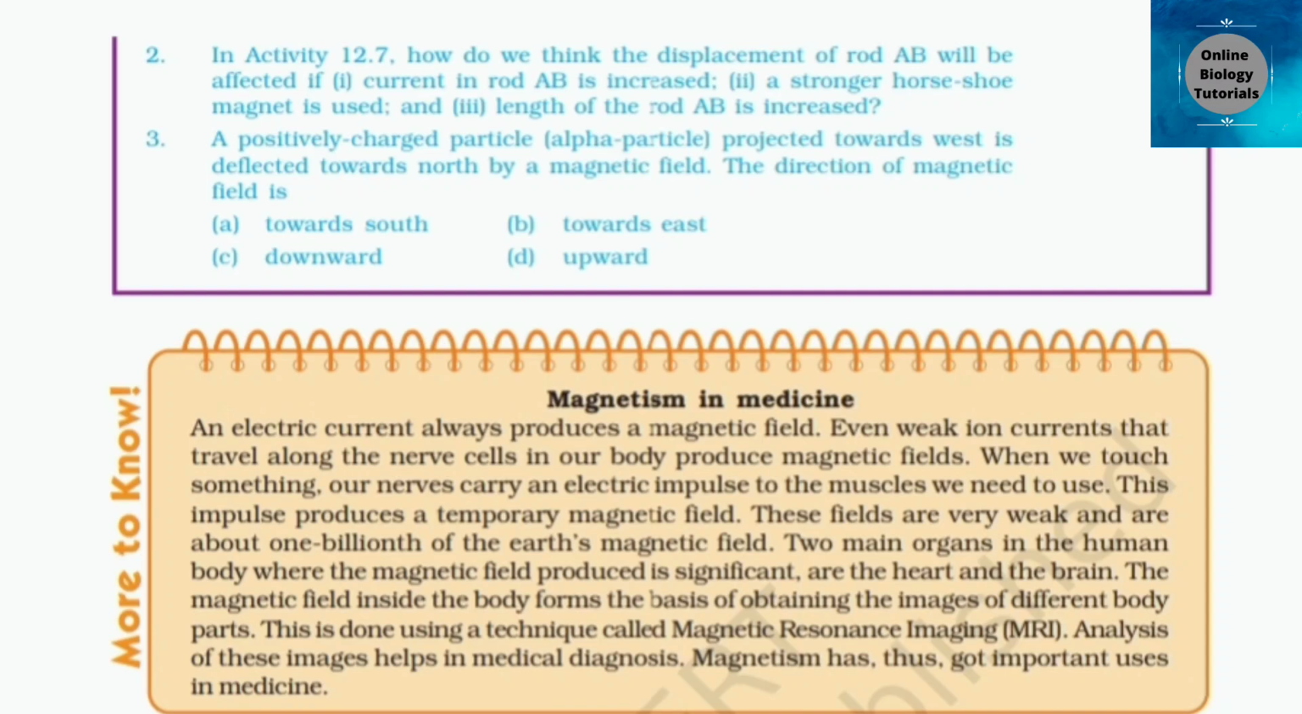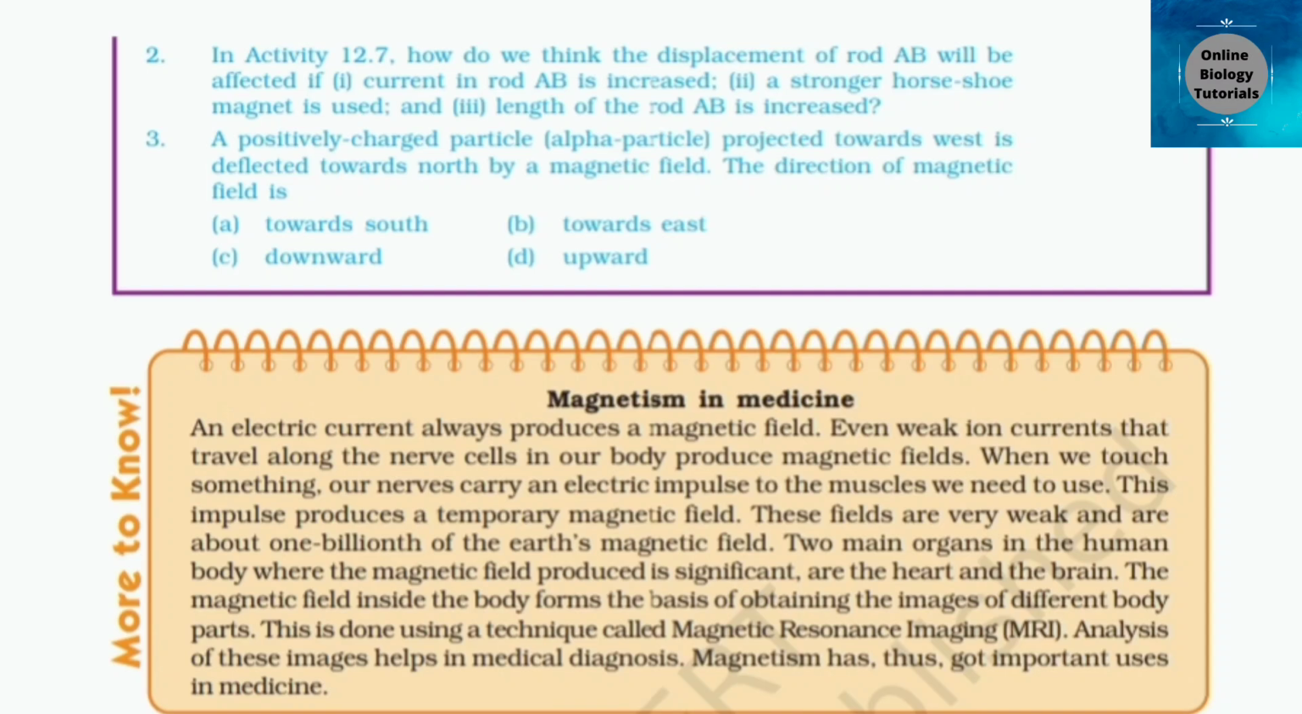Magnetism in medicine. An electric current always produces a magnetic field. Even weak ion currents that travel along the nerve cells in our body produce magnetic fields. When we touch something, our nerves carry an electric impulse to the muscles we need to use. This impulse produces a temporary magnetic field. These fields are very weak and are about 1/1,000,000th of the Earth's magnetic field. Two main organs in the human body where the magnetic field produced is significant are the heart and the brain.